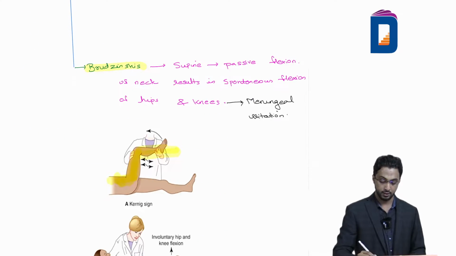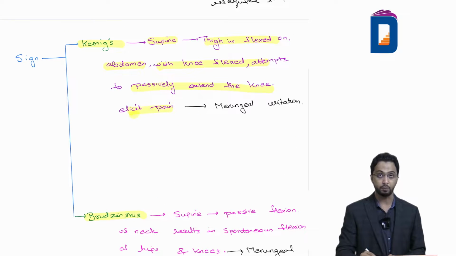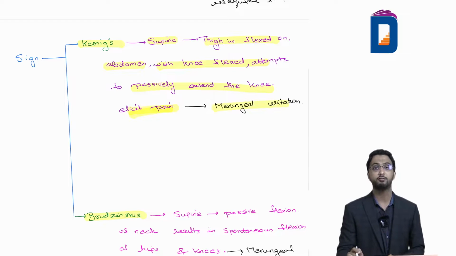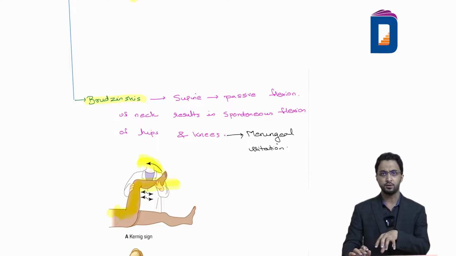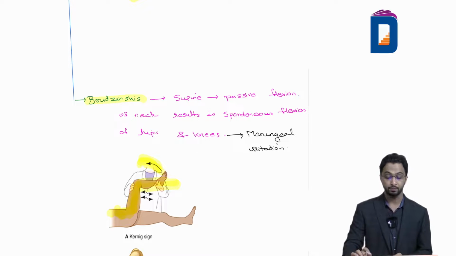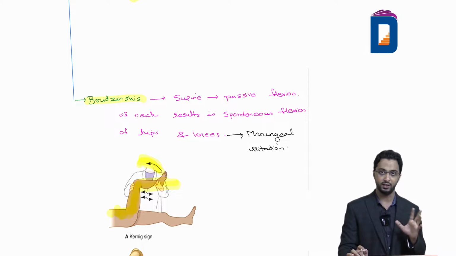So you can see here the doctor is trying to extend it. When you start to extend the knee, you will elicit pain, and this is a sign of meningeal irritation. You don't need to know it in detail, but just know what it is. If you can remember this picture, it's very simple. Basically when it comes to NEET preparation, it's nothing but what is the sign and what is the name of the sign, that's it. So it's Kernig sign.